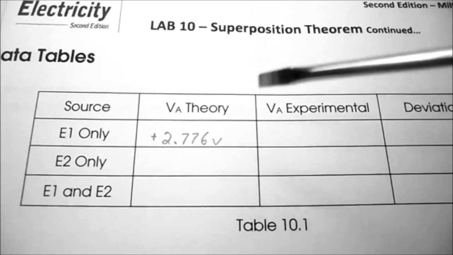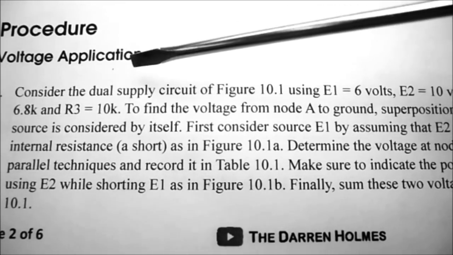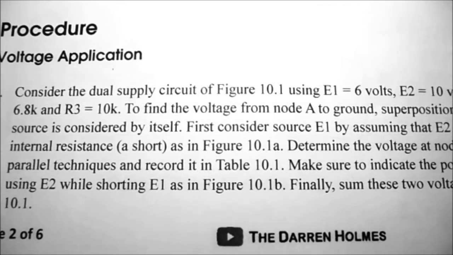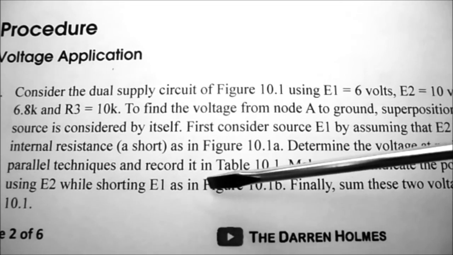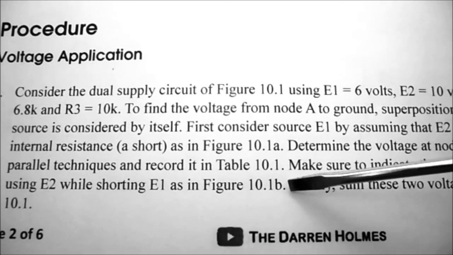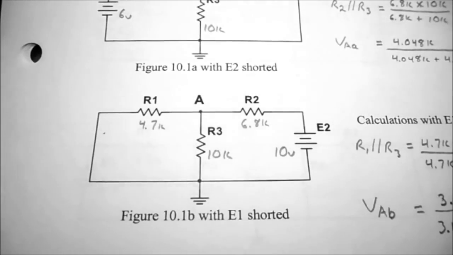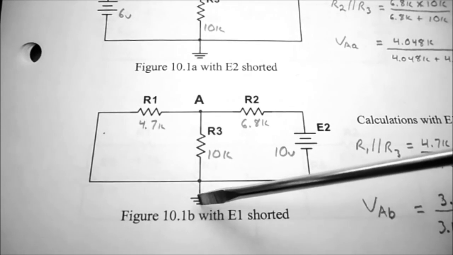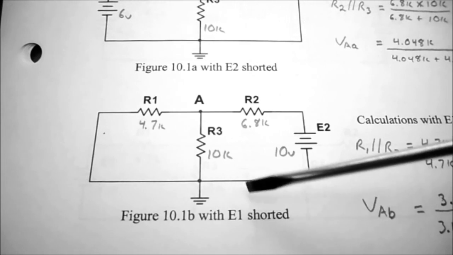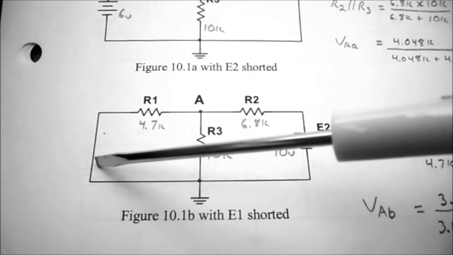Continuing on under procedure, step number 1, we're to repeat the process using E2 while shorting E1 as in figure 10.1b. Looking at figure 10.1b, this is with E1 shorted out. So I've redrawn the circuit.